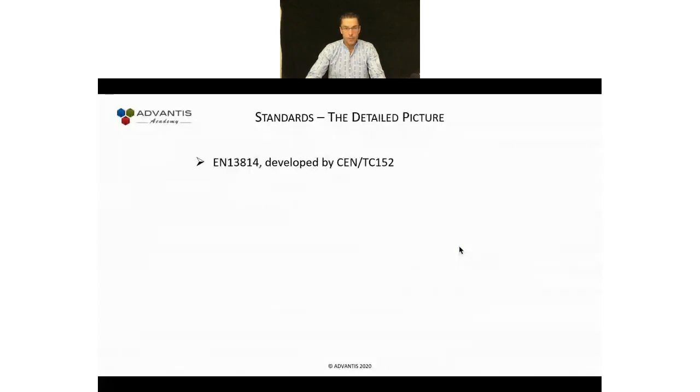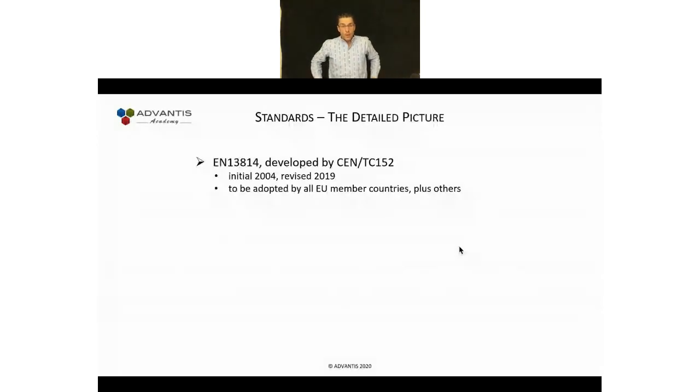Okay, a bit more detailed. EN 13814 is that standard on the EN side, developed by CEN TC, originally created in 2004 and heavily revised in 2019. So as of last year, it came out. And what's special about this, it actually gets adopted by all the EU member countries. That's just how the law, so to say, works with these standards. But there's also others. There's a total of 20 member states, and then it was actually used and adopted in 42 countries. So there's many others that decided to go with the EN standard.